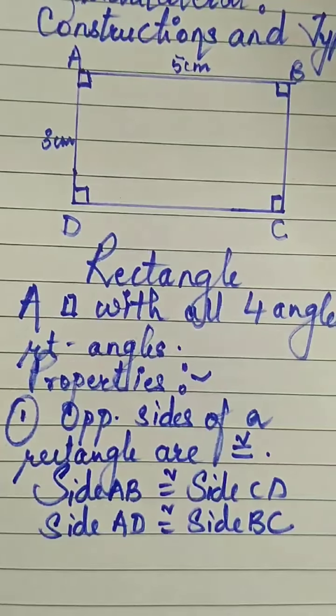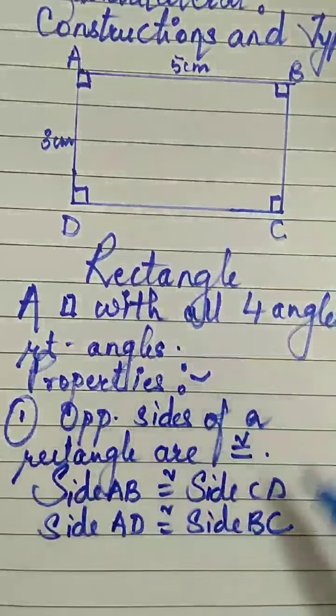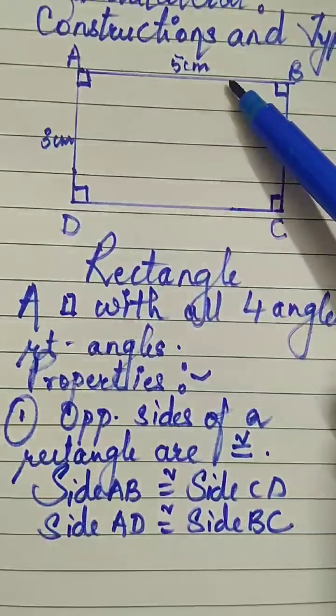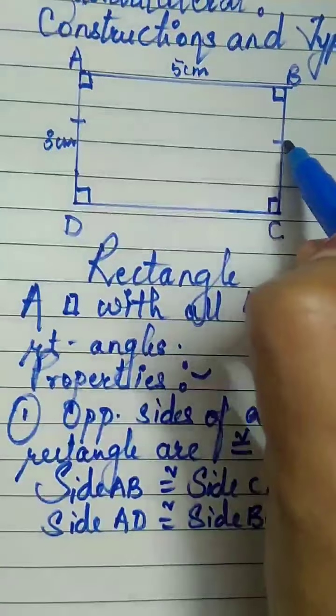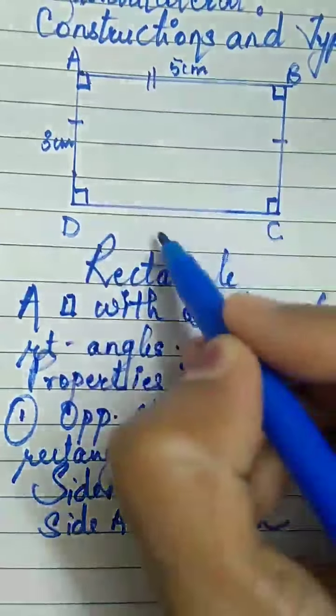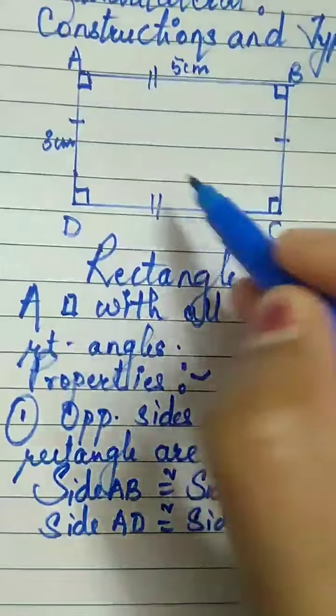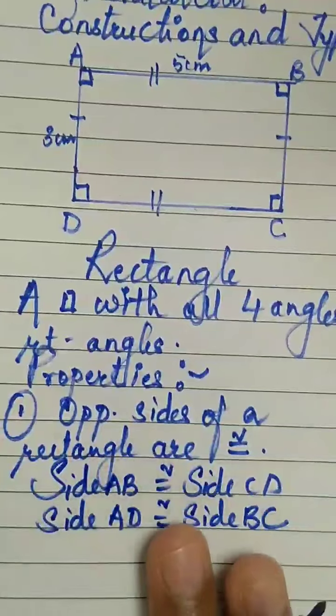So in this figure, how will you mention the first property? Side AB congruent to side DC. Side AD congruent to side BC. So for congruence, these two I'll mark single, and here I'll mark double. So these two sides are congruent and these two sides are congruent. These are all properties we know.